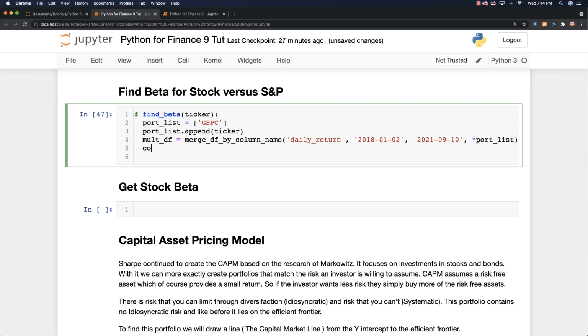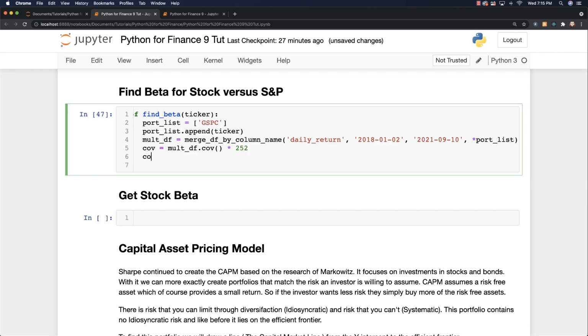Well, we can go and I want to get the covariance. And to do this, we just go mult DataFrame dot covariance, and I'm going to multiply this times 252, the average number of trading days in a year. And I'll just worry about that later. You can go, and if you want to see what that looks like, go get it.